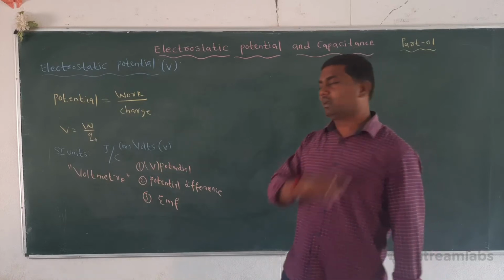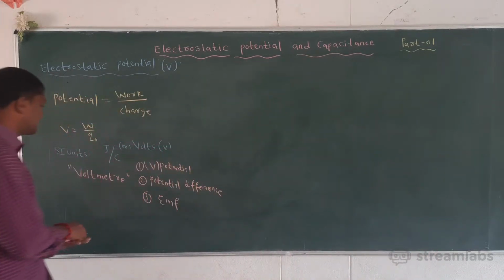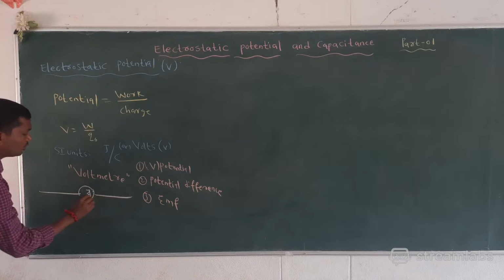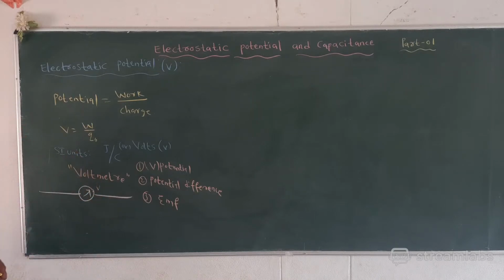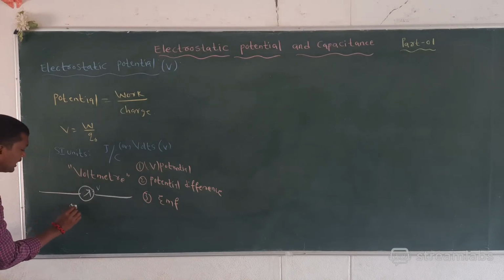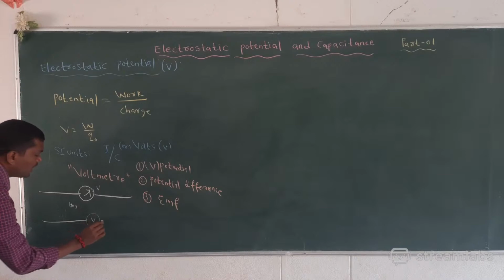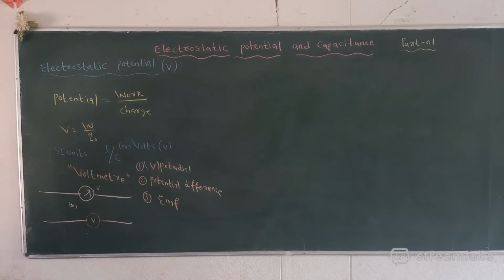And we can represent the voltmeter symbol. The voltmeter is represented by the schematic symbol V. So this is the symbol for the voltmeter. I can take another circuit, where this is represented by V. This is also called a voltmeter.